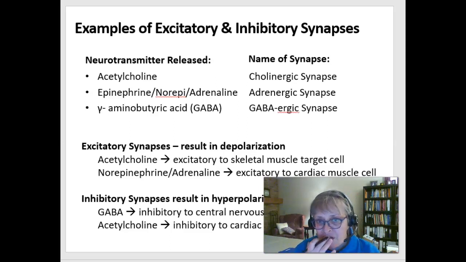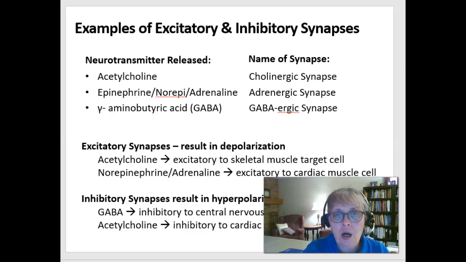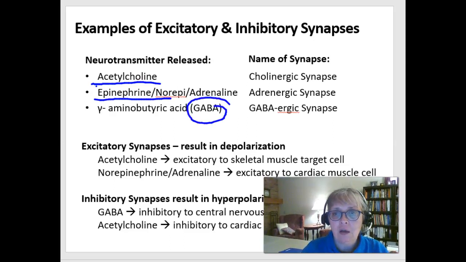I'm going to introduce you to 3 different neurotransmitters. One is called acetylcholine, another is epinephrine, and the last one is gamma-aminobutyric acid, but we just call it GABA, so you don't have to worry about that.